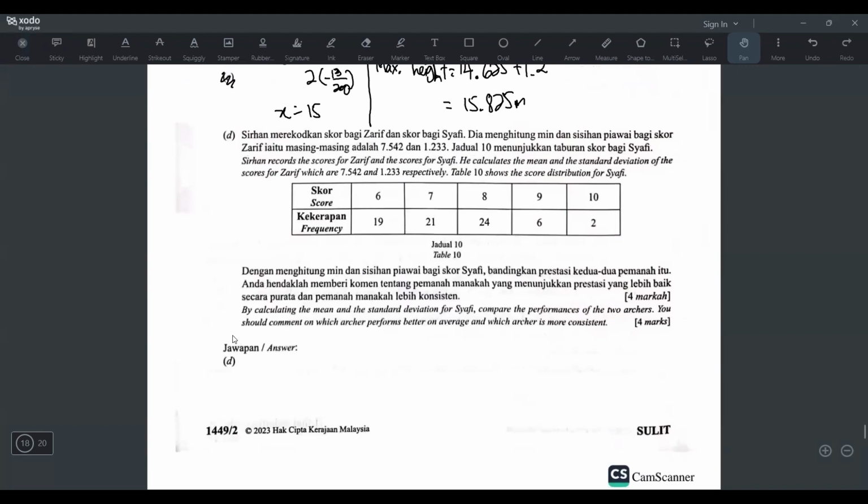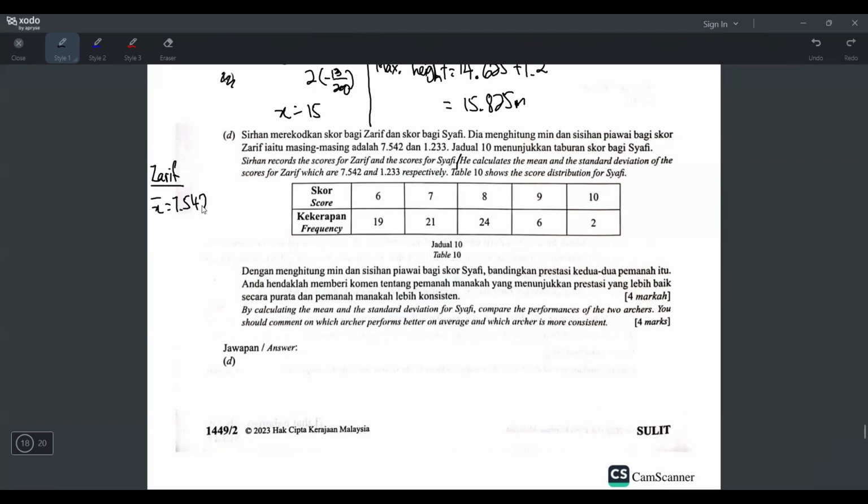Soalan D. So dia kata Serhan records the score of Zarif and the score of Shafi. He calculates the mean and standard deviation of the score for Zarif, which are 7.542 and 1.233. So these are the mean and standard deviation for Zarif. Okay, so this is information. So let's write it down. So let's write down Zarif. So the mean is given, 7.542, and the standard deviation is also given, 1.233. This is the symbol for standard deviation.